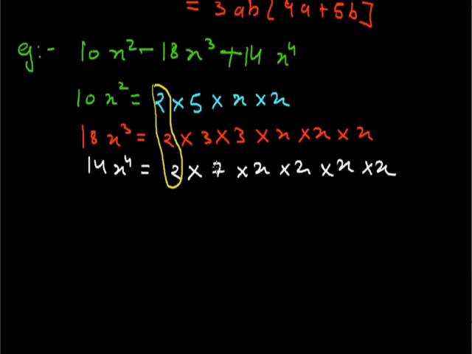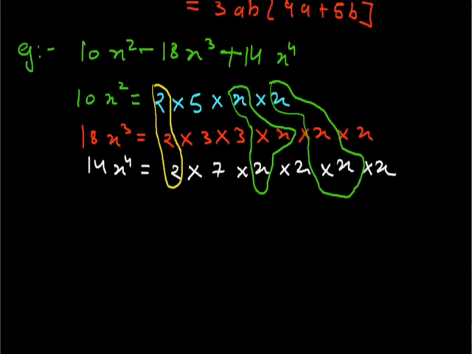Then 5 is not common in any of the terms. Then 7 is not common. 3 is also not common. But x into x is common. So we can take out 2x square as common from all the three terms, and we can write 10x square minus 18x cube plus 14x power 4 as 2x square, that is the common term.